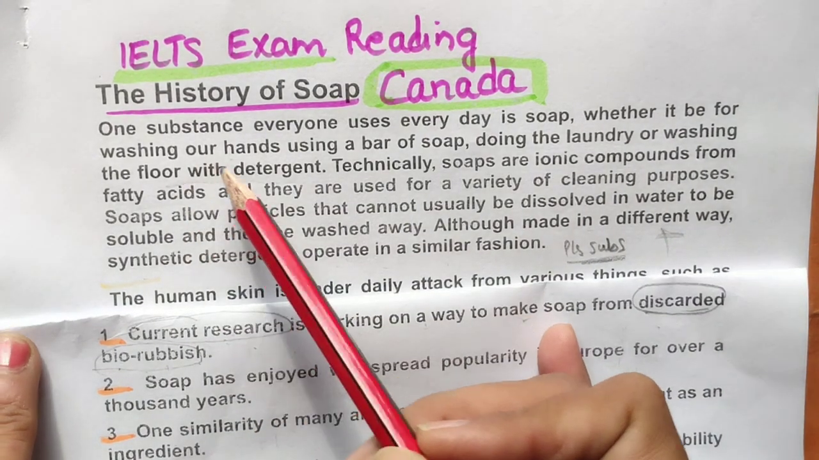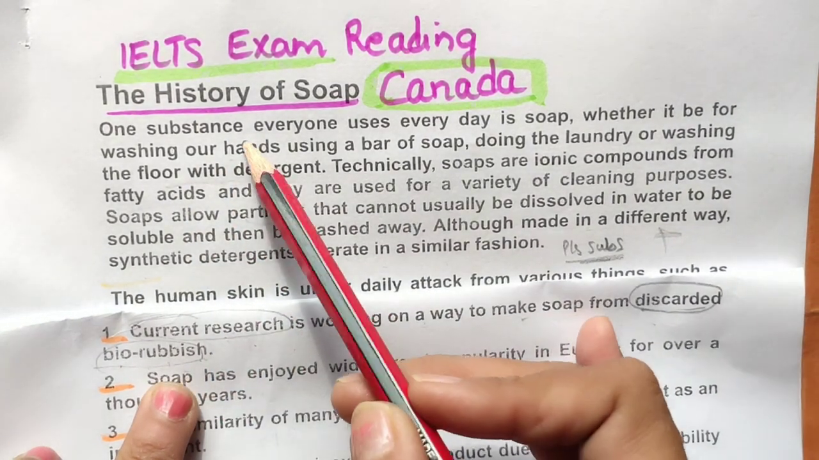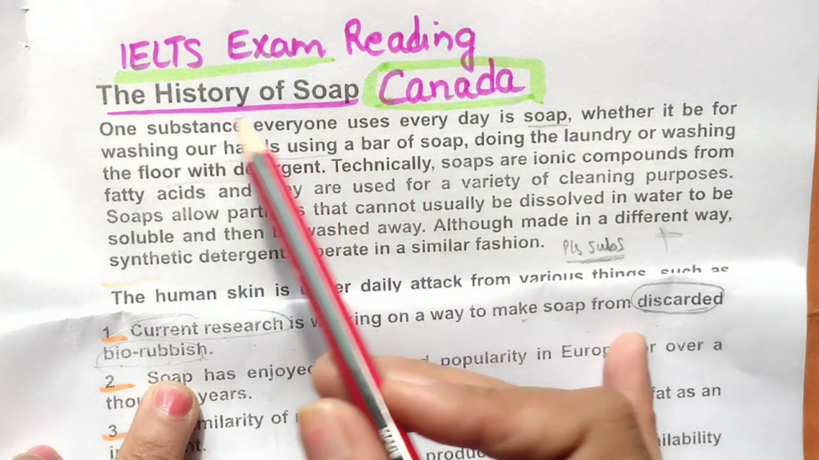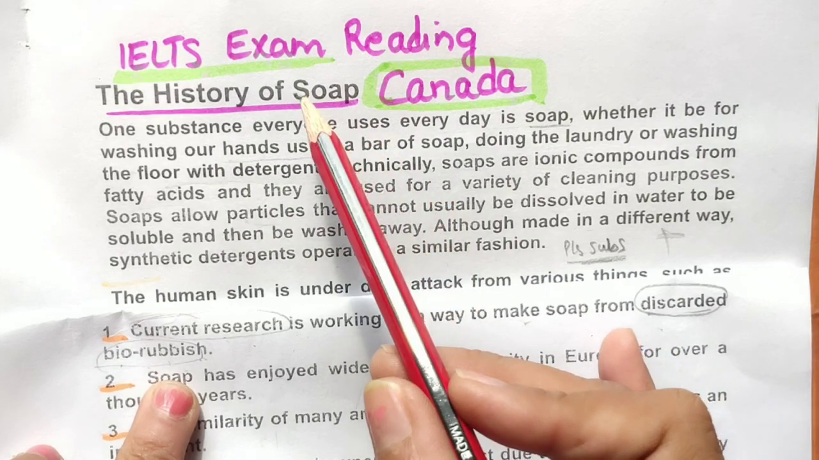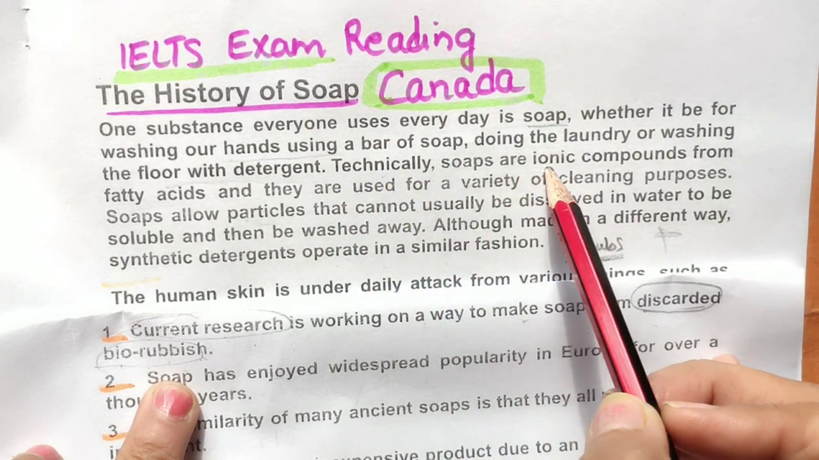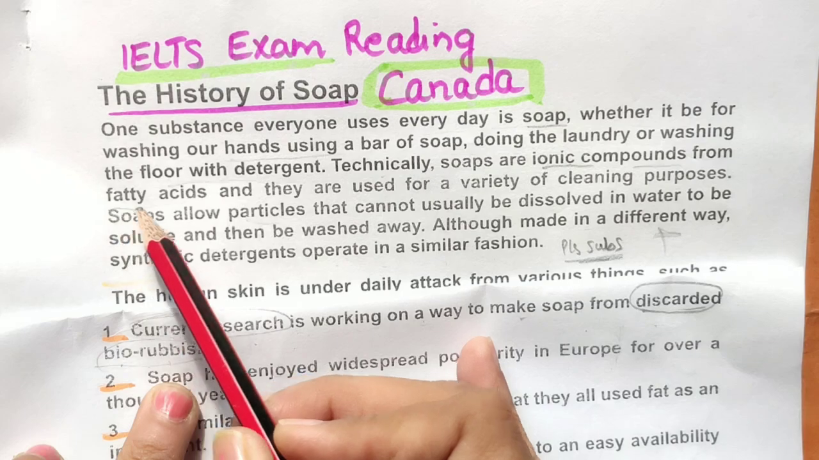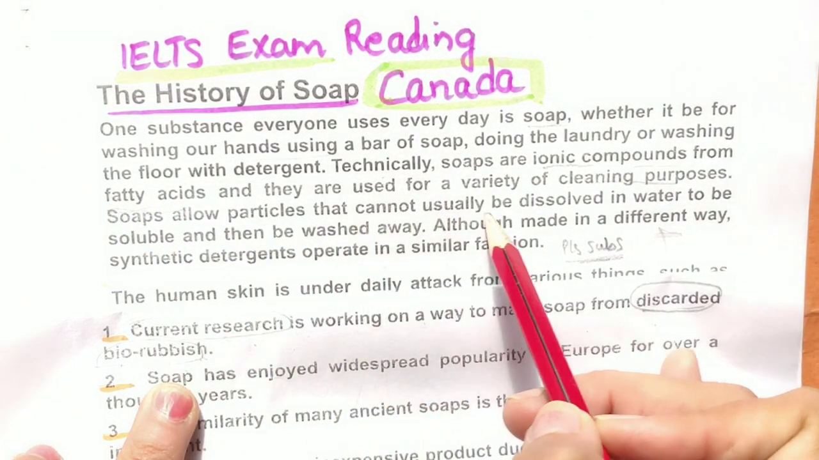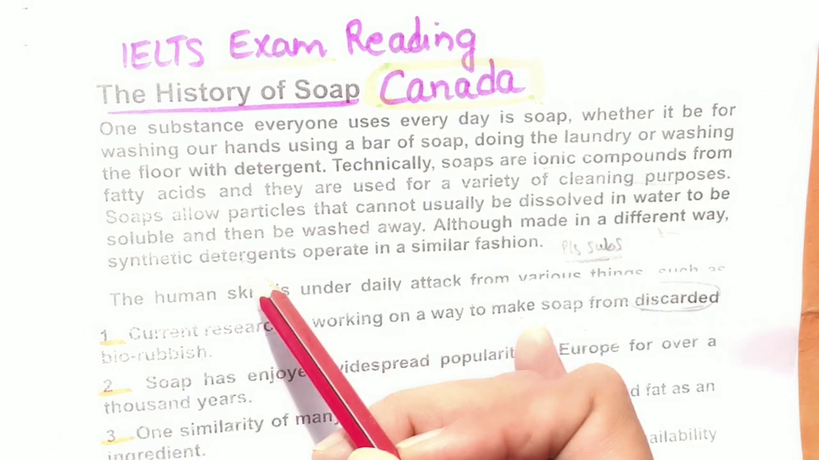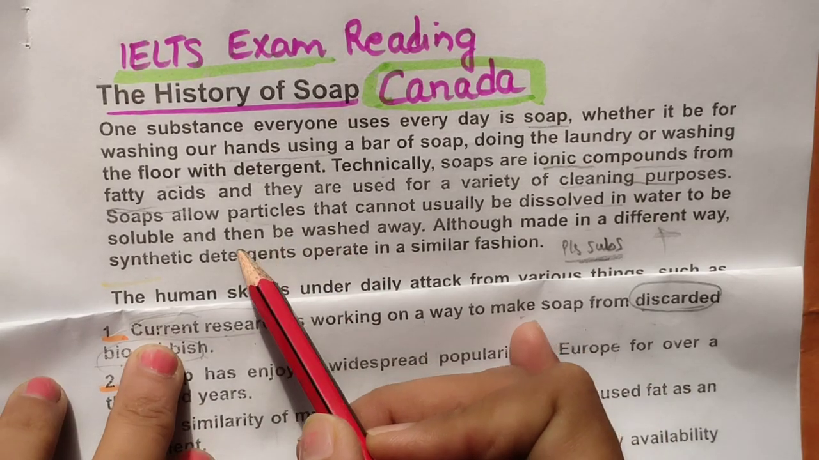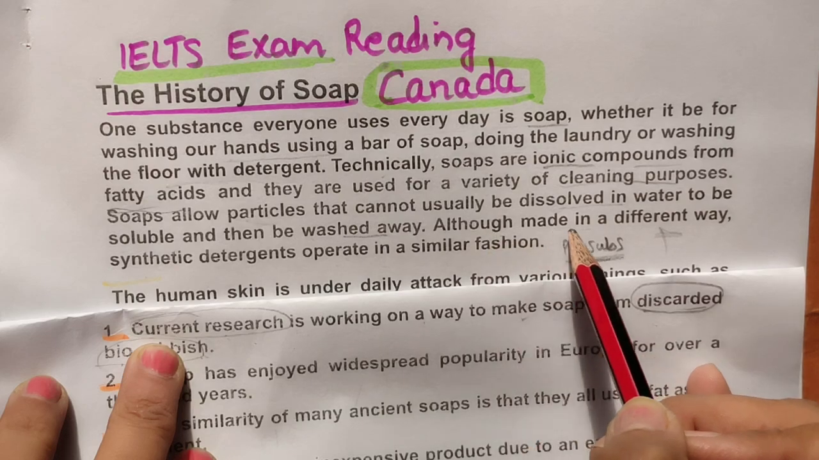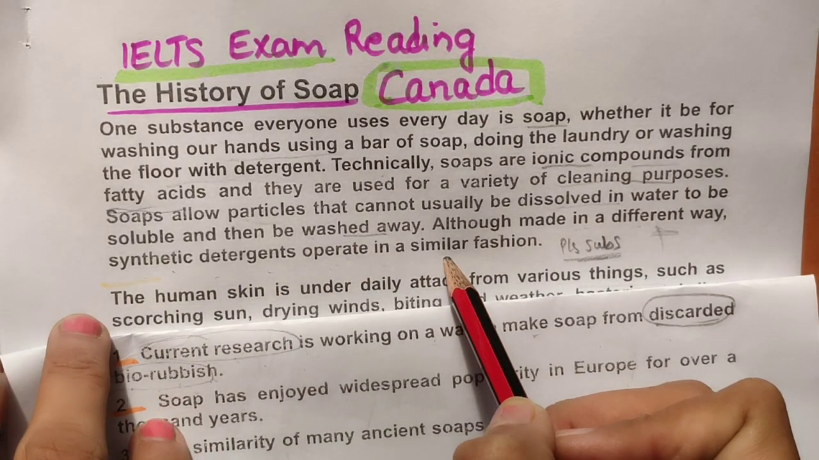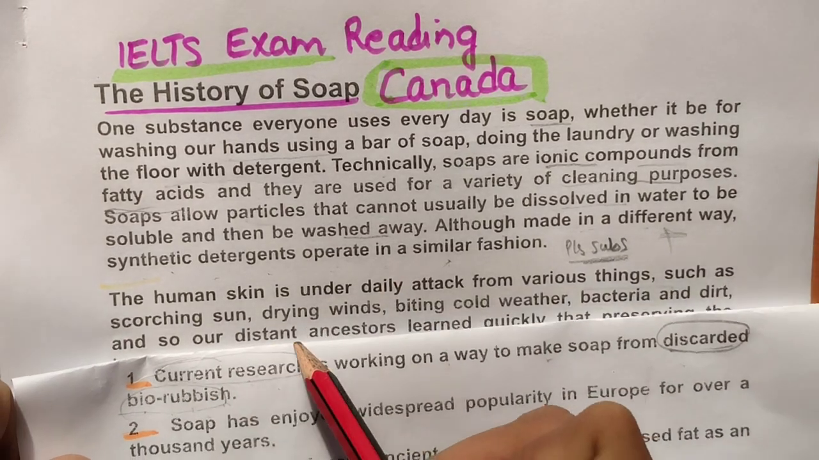Let's find the first paragraph. Bio rubbish substance everyone uses every day is soap, whether it is for washing our hands. The first paragraph is always an introduction about the topic. Technically, soaps are ionic compounds from fatty acids. They are used for a variety of cleaning purposes. Soaps allow particles that cannot be dissolved in water to become soluble and be washed away, although made in a different way. Synthetic detergents operate in a similar fashion. So this is not the location for our question. Nothing we have found here.